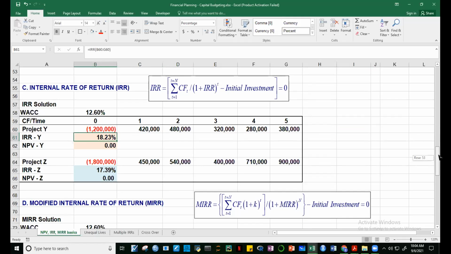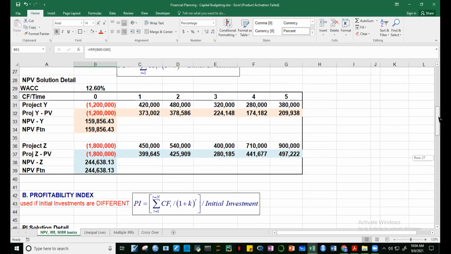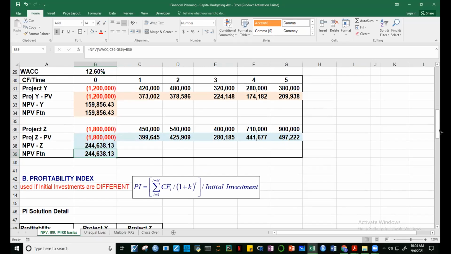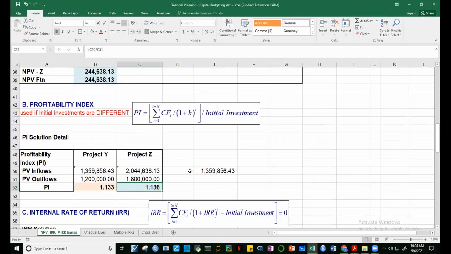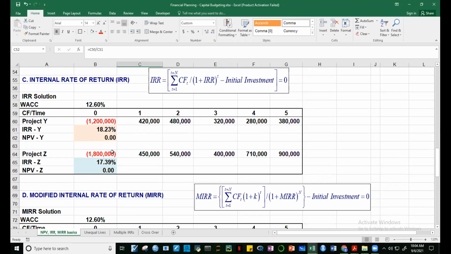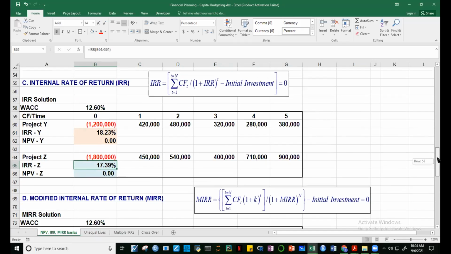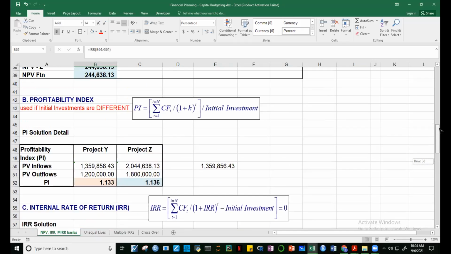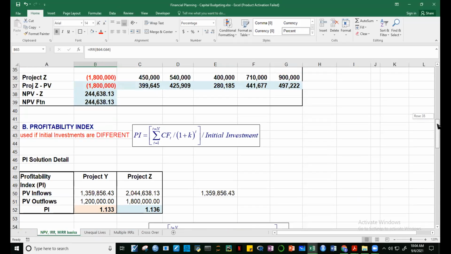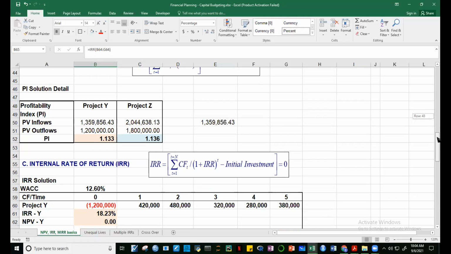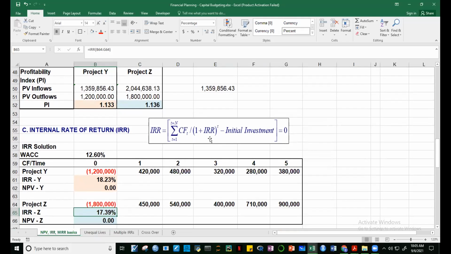Internal rate of return. Now, there's a conflict now. No? Kasi according to NPV, ang pipiliin natin Z, 244,638. In fact, according to Profitability Index, Z din. Pero according to IRR, 18.23 yung IRR ni Y, while Z has 17.39. Okay, so in situations like this, guys, we always use the NPV. So pipiliin natin si NPV kasi nga, in computing for the IRR, okay, ito yung formula, tingnan nyo, no?